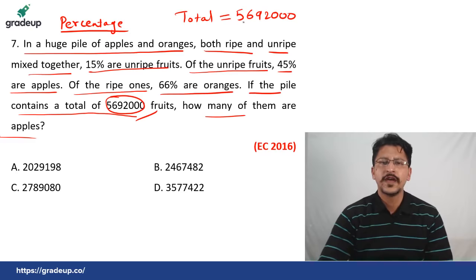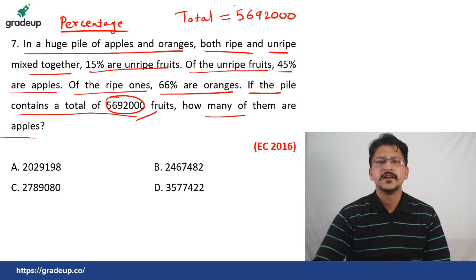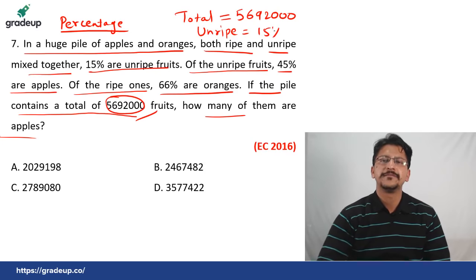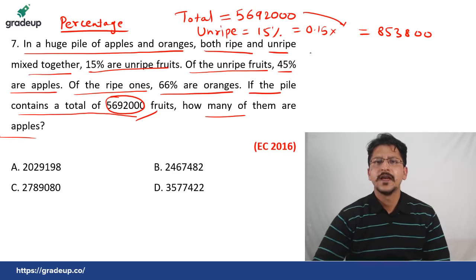See this, the total number of fruits is 56920. This is a huge value, so do not miss out any digits of this. Then there are both ripe and unripe. If 15% are unripe, that means 0.15 into this whole value, and you will get the answer as 8538. And the remaining are ripe. How many are they?